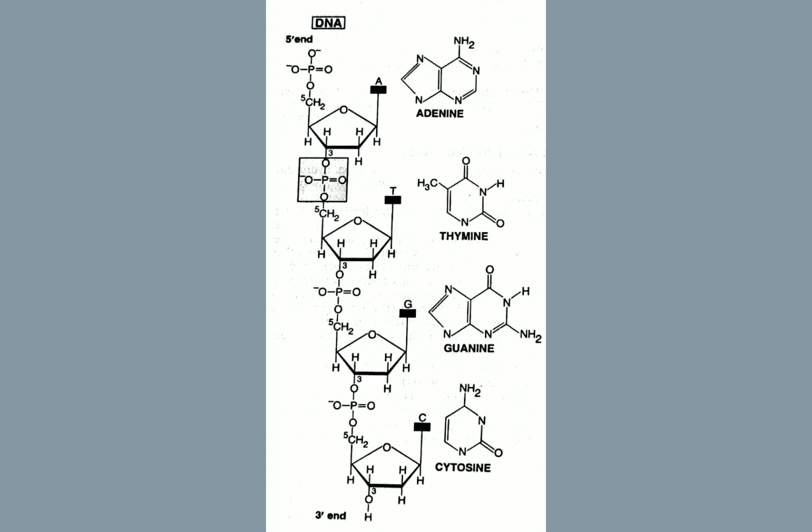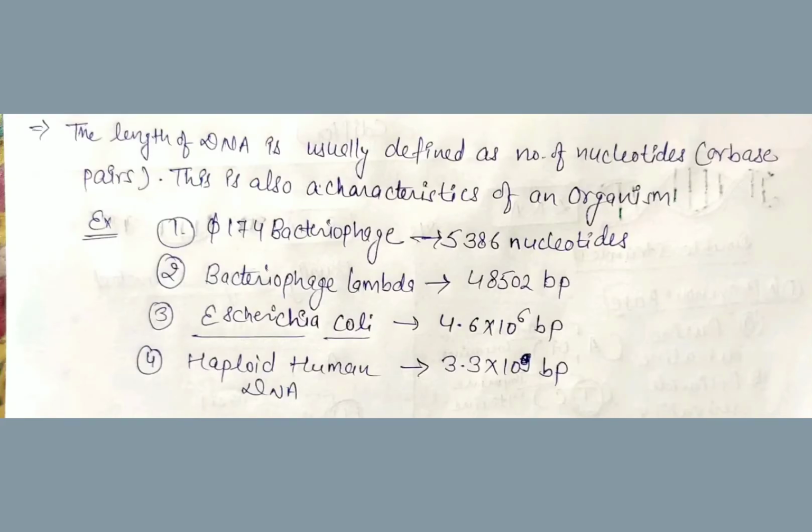A nitrogenous base of the nucleotide does not participate in the formation of the backbone, but remains linked only to the C1 of the sugar as distinctive side groups. Here, one thing is important to know: the length of the DNA is a characteristic of an organism, and it is usually defined as the number of nucleotides or a pair of nucleotides, referred to as base pairs.